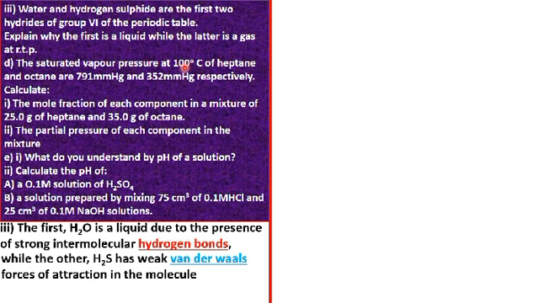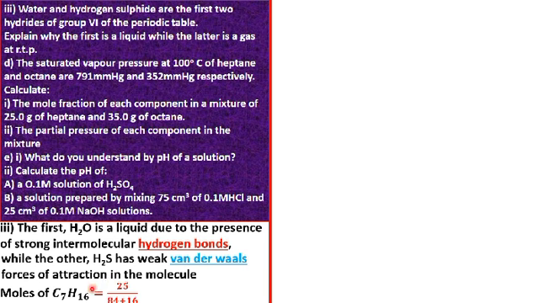Then the next part is saying that the saturated vapor pressure at 100 degrees Celsius of heptane and octane are 791 millimeters mercury and 352 millimeters mercury respectively. Calculate, Roman 1, the mole fraction of each component in the mixture of 25 grams of heptane and 35 grams of octane. Okay, friends, the best way to start is to get the moles of each of them. Let's start with the moles of heptane. Mole is given as mass per molar mass, right?